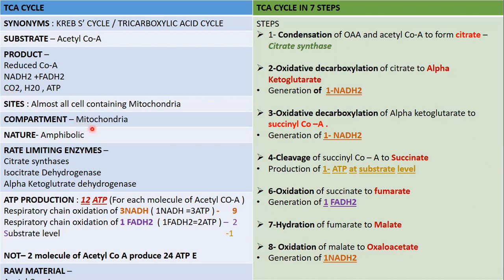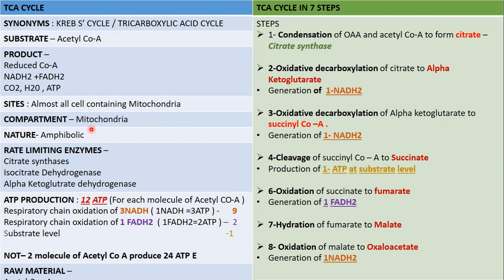For example, what compounds does it synthesize? It synthesizes fatty acids, cholesterol, and steroids from acetyl-CoA. It also synthesizes non-essential amino acids from oxaloacetate and alpha-ketoglutarate. Another one, succinyl-CoA, is also used for the synthesis of heme. Then it produces purines and pyrimidines from intermediates of the TCA cycle. So these are the anabolic pathways concerned with the TCA cycle, and that's why we call it an amphibolic pathway.